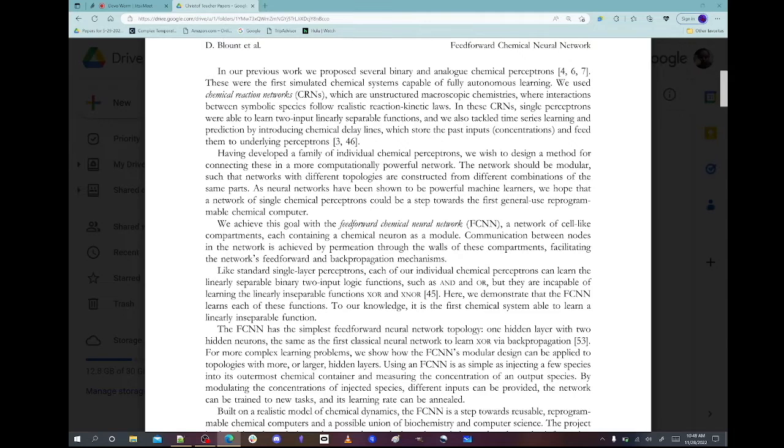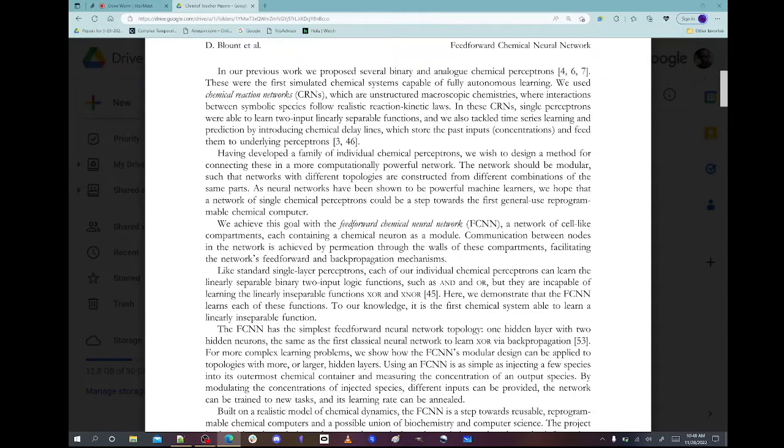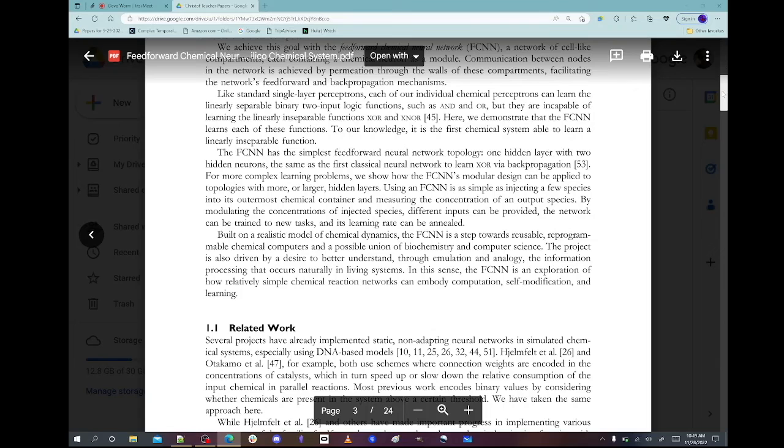These simple logic functions, however, are incapable of learning the linearly inseparable functions XOR and XNOR, which is exclusive OR or exclusive NOR. So this is where you have exclusivity in some of these functions. So these are linearly inseparable. Here we demonstrate the FCNN learns each of these functions. To our knowledge, it is the first chemical system able to learn a linearly inseparable function. So this is a breakthrough kind of for these kinds of networks, actually for neural networks in general, in that you have these linearly inseparable functions that can be performed in one step.